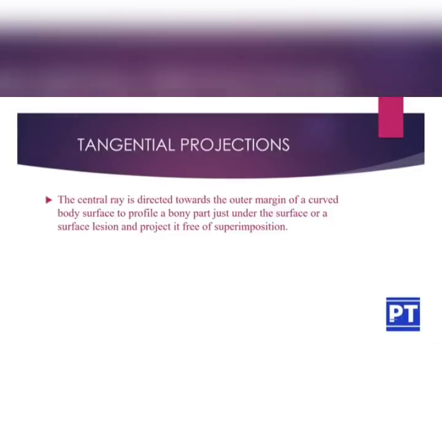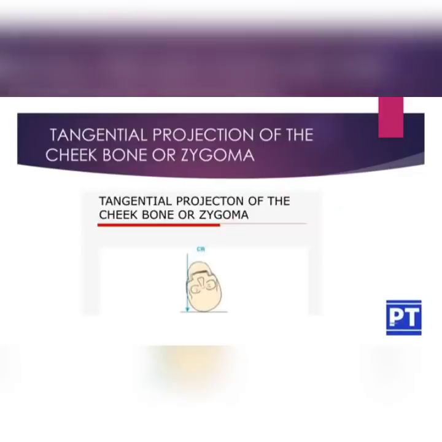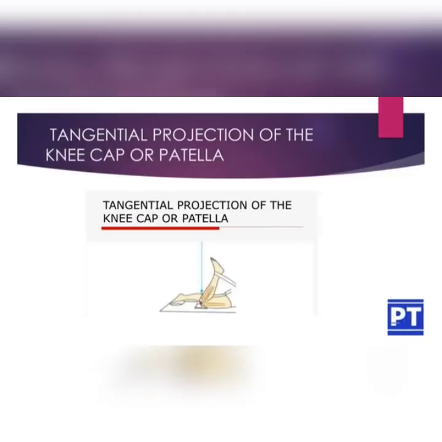Again, moving on to the tangential projections. The X-ray tube is directed towards the outer margin of the curved body surface to profile a bony part just under the surface or a surface lesion and project it free of superimposition. This is an image showing the tangential projection of the cheekbone or zygoma. This is the tangential projection of the kneecap or patella.